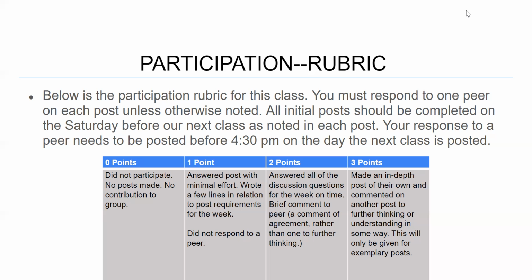Also, not responding to a peer, you will lose points. It's oftentimes why someone goes from a 2 to a 1, because they didn't post to a peer, or you're late, for example. 2 points, that's you answering all the discussion questions for that week on time. A brief comment was given to a peer, maybe a comment of agreement rather than one to further thinking in the group. But 2 points is pretty much the baseline of what you want to hit.